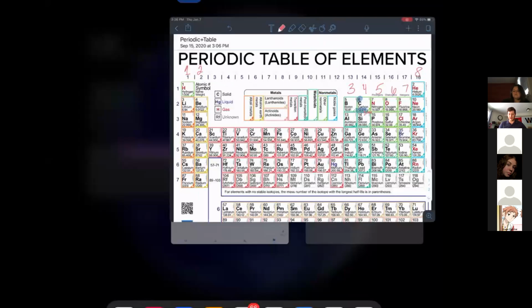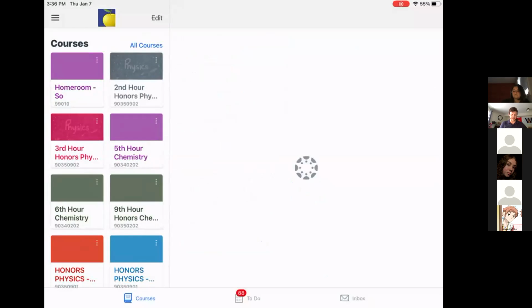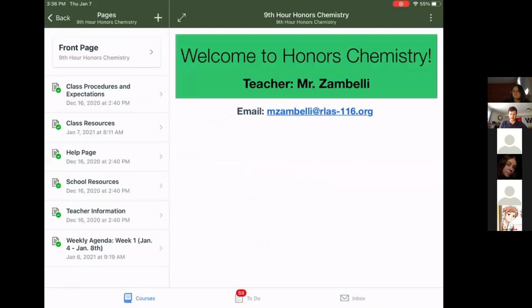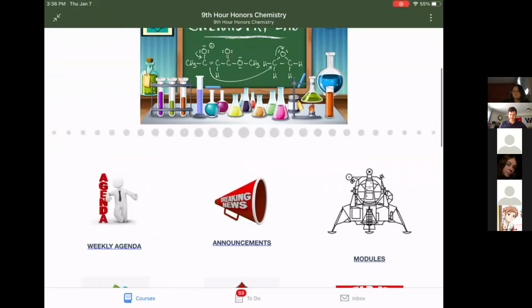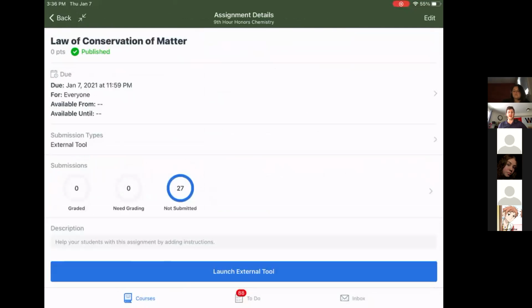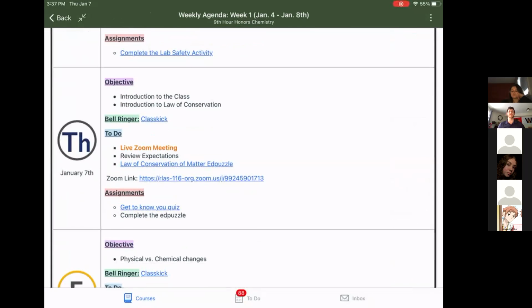You guys, I don't have too much left for you guys. There's just one more thing you guys have to do, and this can be done on your own. So once we talk about it, you are good to go. And that's just going to be this wonderful law of conservation of mass Edpuzzle, or law of conservation of matter Edpuzzle. It's not too long. It's just got a few questions for you to answer. Once you finish that, please also complete this get to know you quiz, and then you are done.